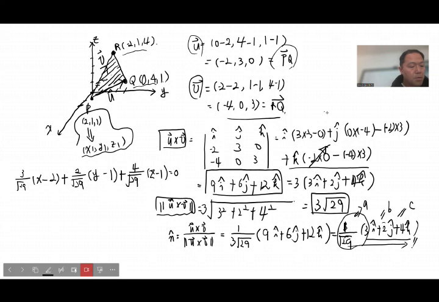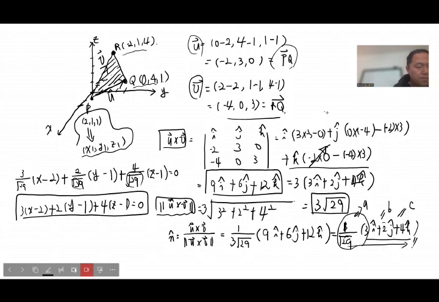So you just take this root 29 out of this one, you can multiply root 29 onto the first, second, and third x, y, z terms. Then that should be 3(x minus 2) plus 2(y minus 1) plus 4(z minus 1) equals 0. So that is the standard form of this plane.